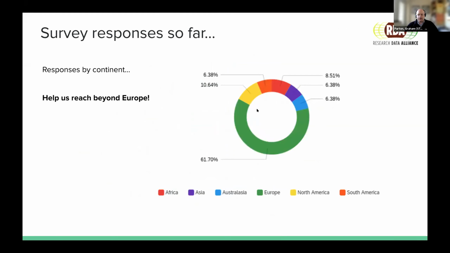One slight area of concern for us at the moment is that we seem to have a dominance in responses from Europe. So we would really love it if you could help us to share the link far and wide to help us reach beyond Europe and reach out especially towards South America, Asia, and Africa. So if anybody could share the links, that'd be fantastic.